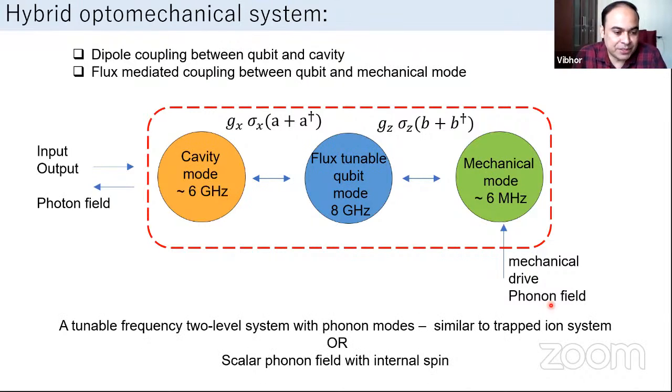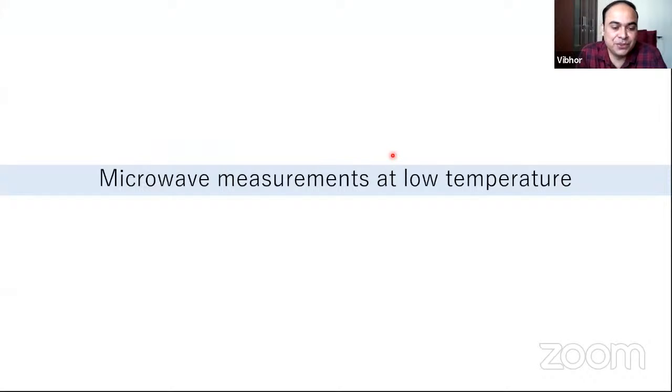So looking at it from two perspectives, you can think of it as a tunable frequency two-level system, which has both phonon modes, okay, which is similar to a trapped ion system. Or if you want to think of it from a mechanical perspective, then we have a mechanical resonator, which has an internal degree of freedom, okay. So except this coupling is longitudinal, the system is very much similar to a trapped ion system, if you want to make analogs. All right, so with such a device in mind, we proceed to perform measurements and try to characterize the optomechanical coupling between the transmon and the mechanical oscillator.